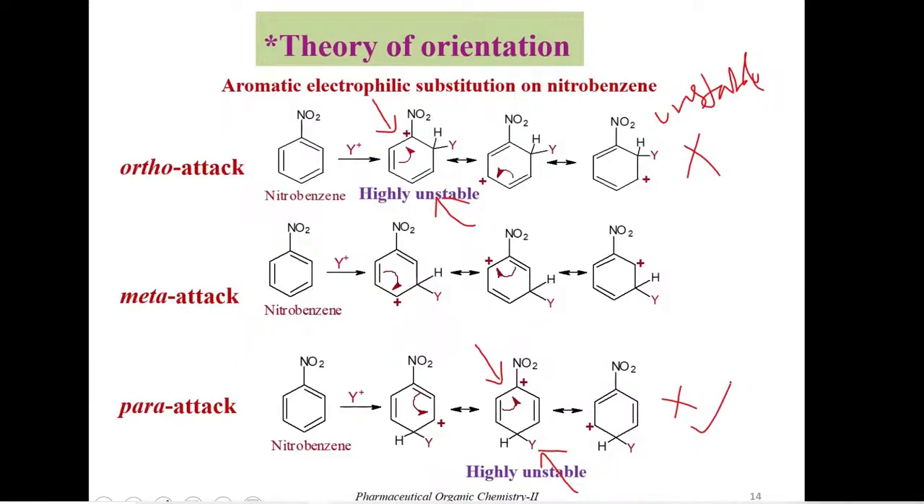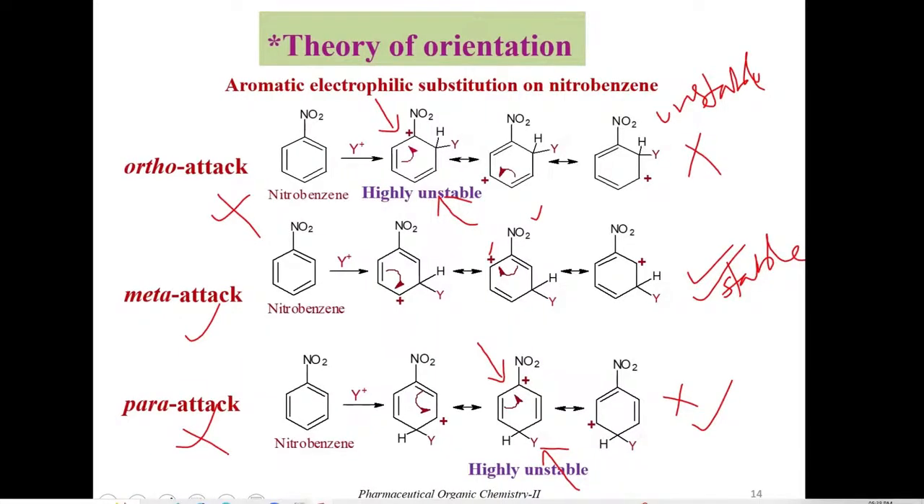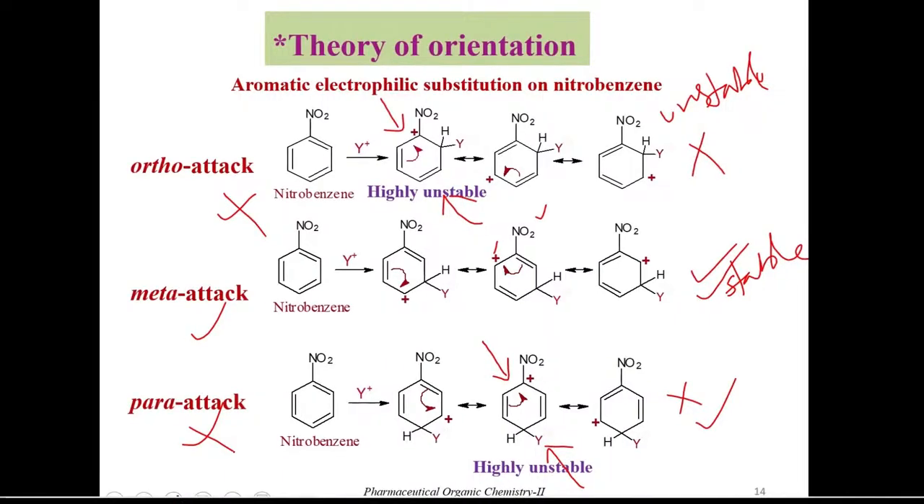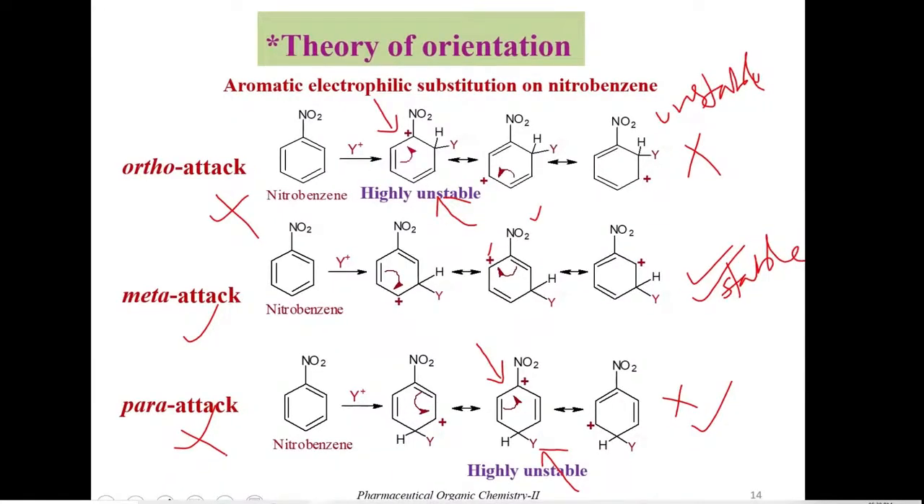This type of direct interaction of the nitro group with positive charge is not noticed in case of meta attack. Whenever the electrophile attacks at meta position, the resulting carbocation is more stable when compared with ortho and para attacks. That means whenever nitro type of groups are present, the next incoming electrophile prefers to attack at meta position only. It is because of this reason that the nitro group is considered a meta director. So by this you might have understood the point of orientation.